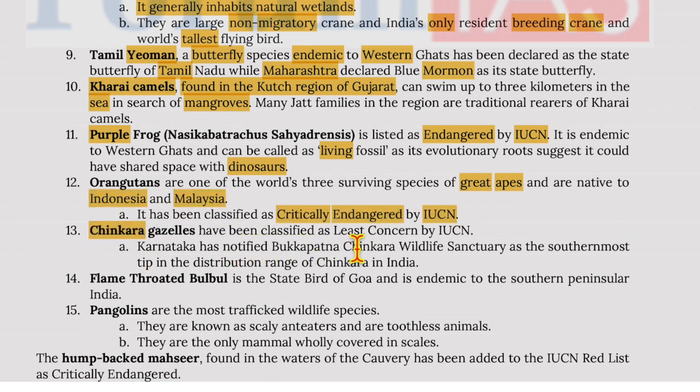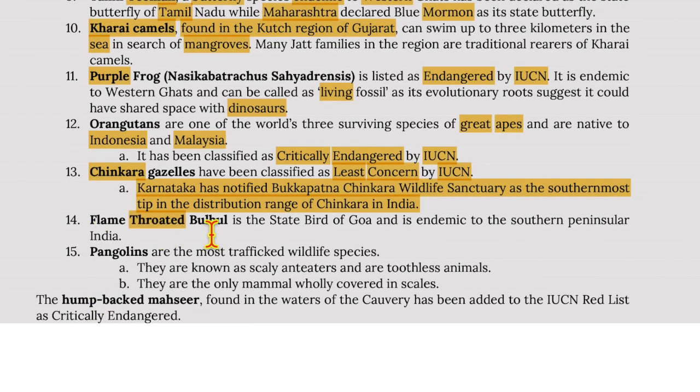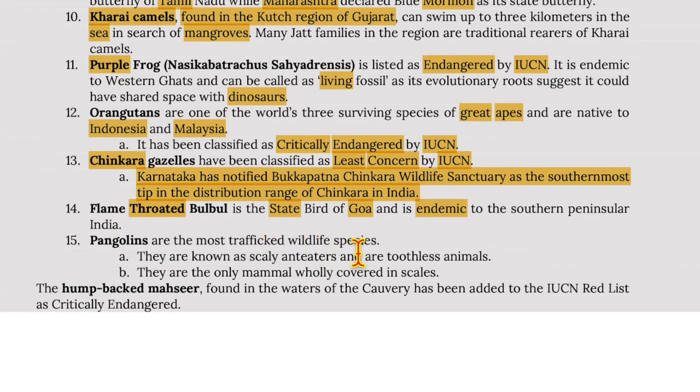Chinkara gazelles have been classified as least concern by IUCN. Karnataka has notified Bukkapatna Chinkara Wildlife Sanctuary as the southernmost tip in the distribution range of Chinkara in India. Now, flame-throated bulbul is the state bird of Goa and is endemic to the southern peninsular region. Now, pangolins are the most trafficked wildlife species. They are known as scaly anteaters and are toothless animals. They are the only mammals wholly covered in scales.